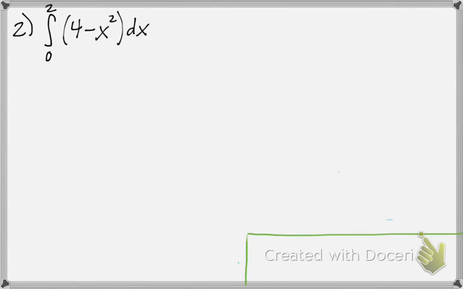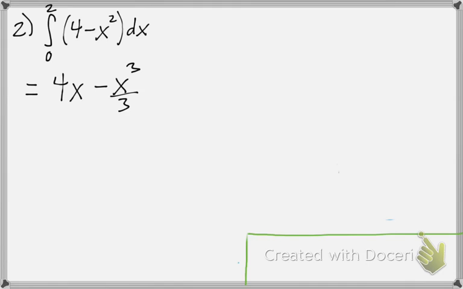Number 2 wants us to evaluate the integral. And we can do this the fast way. We don't need to use the definition of the definite integral. So all I need to do is integrate this. So the 4 becomes 4x. The x squared becomes a minus x cubed over 3.